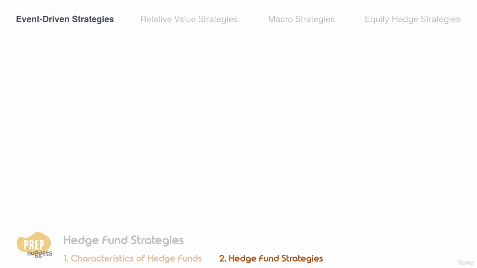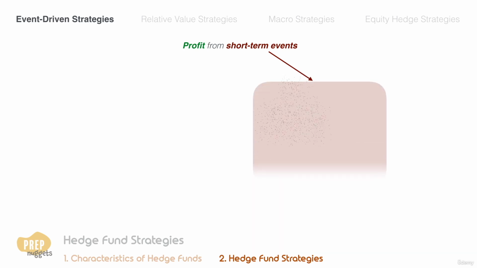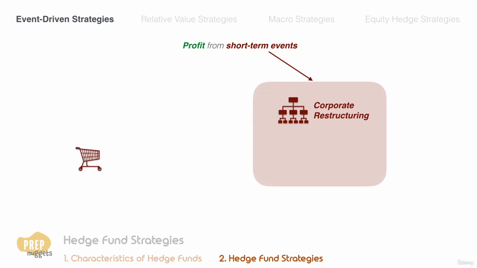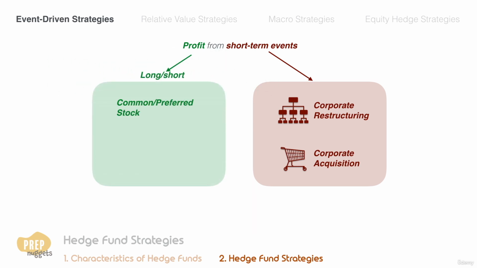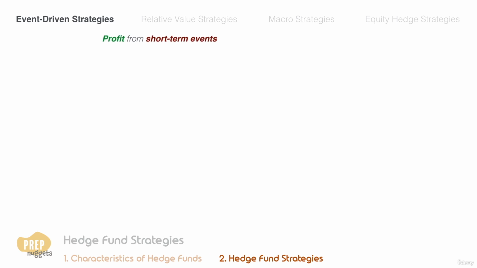Firstly, event-driven strategies seek to profit from short-term events, typically based on a corporate restructuring or corporate acquisition. Hedge funds typically profit from such opportunities through long and short positions in common and preferred stocks, as well as debt securities and options of the companies involved. Event-driven strategies can be further subcategorized as follows.